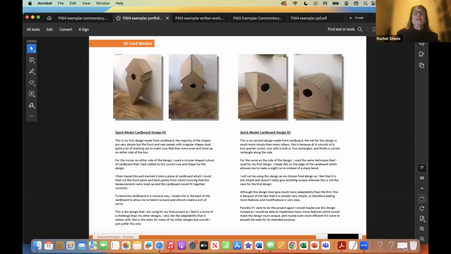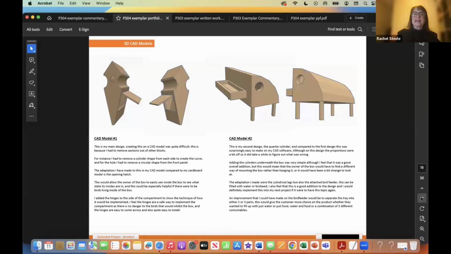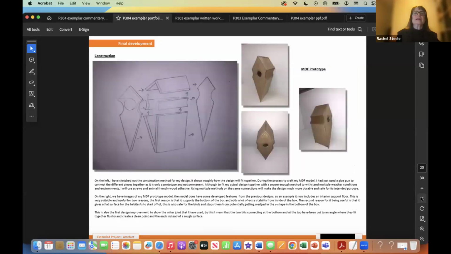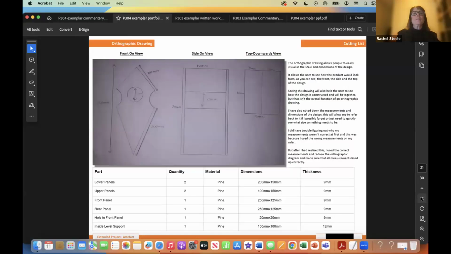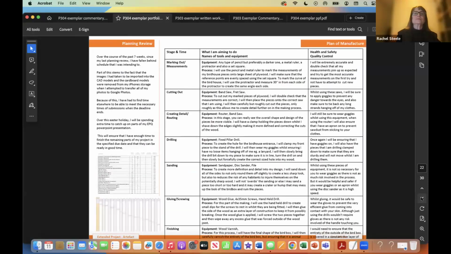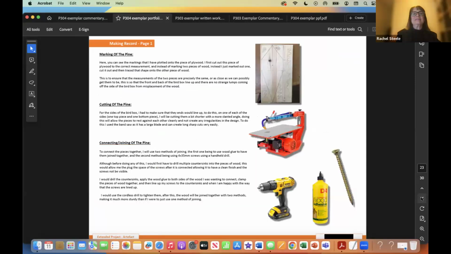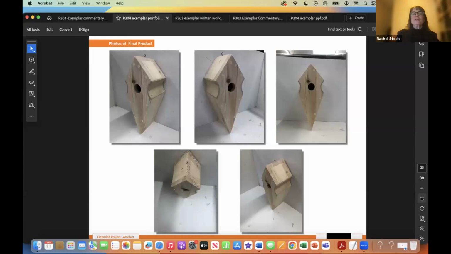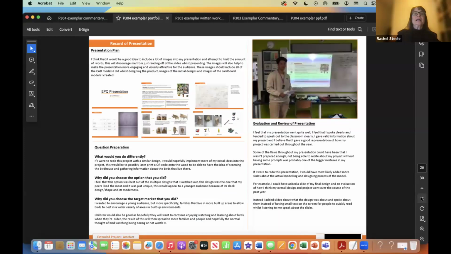There is a clear journey. And what's lovely about this project is we go from design to cardboard models, through to CAD models, and through to making the actual build. All clearly set out. Go through there, you can see the final product, and then we get through to our final review with a screenshot of the presentation.